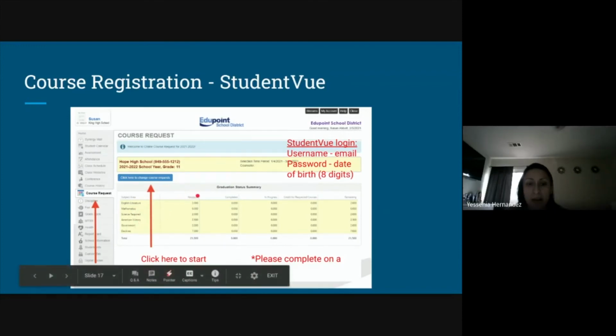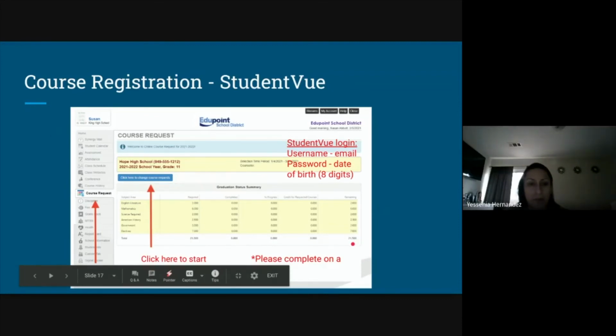Okay, here are the number of required credits per subject. So it should all add up to 230. This is only an example. This shows how many you have completed so far, in progress, so what you are working on right now. But please be conscious and keep this number in mind. These are the remaining. Based on how many you have completed, it will show how many you have remaining.